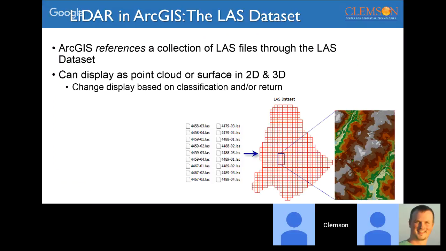There are tools through the 3D Analyst extension and the LAS Dataset toolbar. We can display our data in ArcMap, both as a point cloud or with on-the-fly interpolation of the surface, in both 2D and 3D. And there are tools to quickly filter our data based on their classification or on their return number.